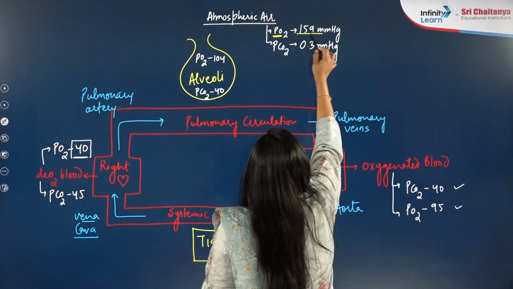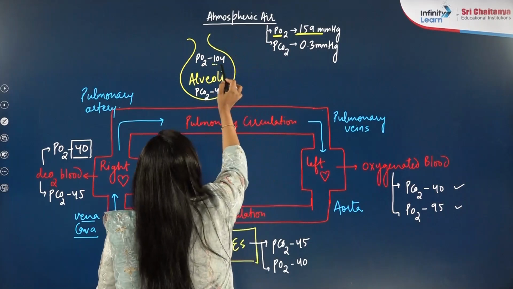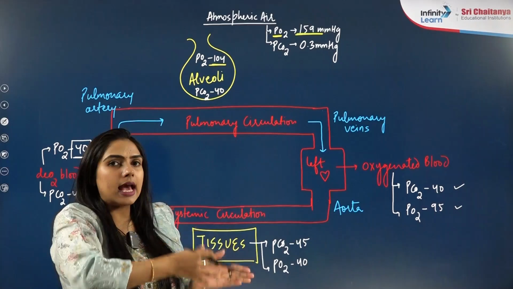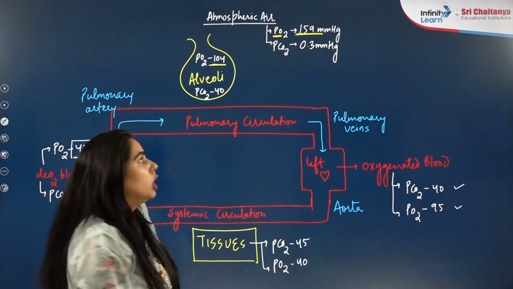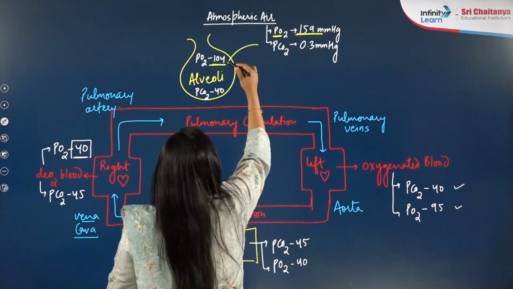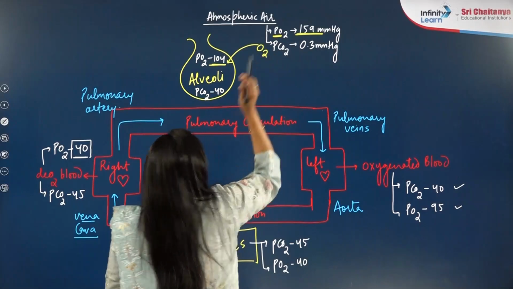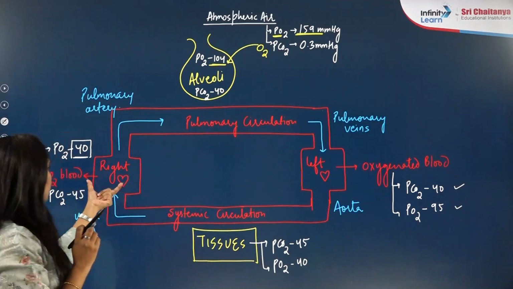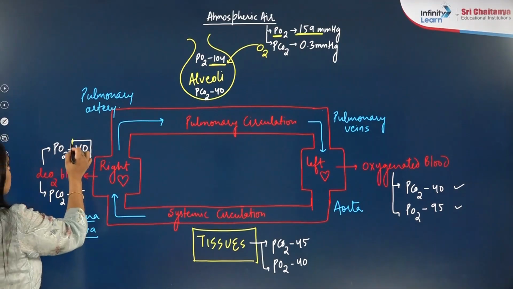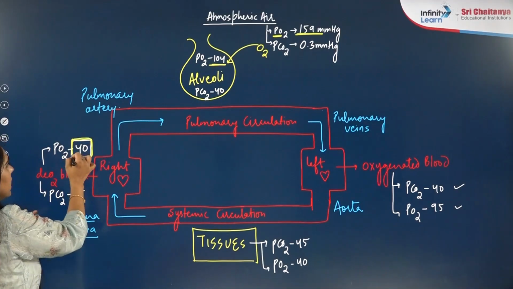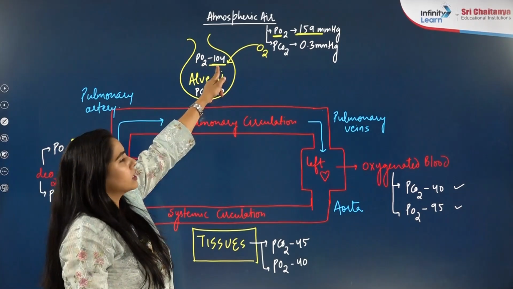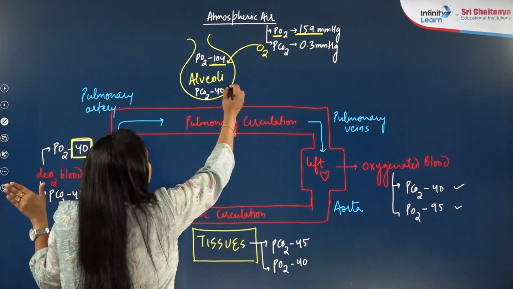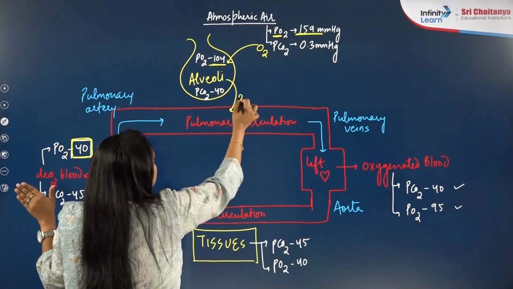What is the partial pressure outside? 159. What is the partial pressure in the alveoli? 104. I have told you gas will move from high partial pressure to low partial pressure. So oxygen is going to come into the alveoli. Then which blood is coming into the alveoli? Deoxygenated blood. In the deoxygenated blood, what is the partial pressure of oxygen? 40. In the alveoli, what is the partial pressure of oxygen? 104. This is a higher value, this is a lower value. So from alveoli to blood, oxygen is going to come.